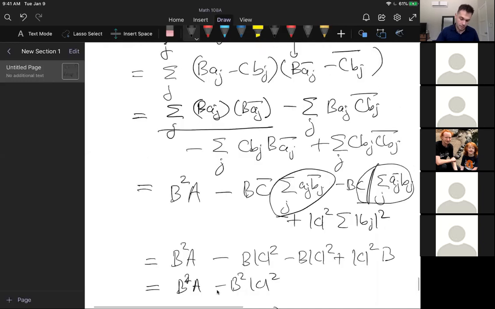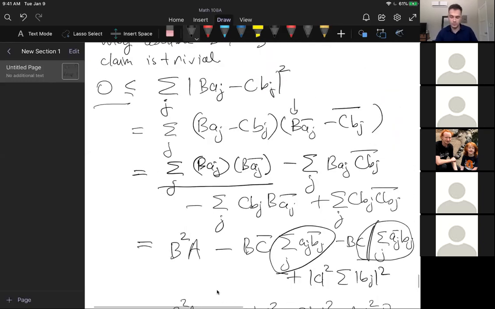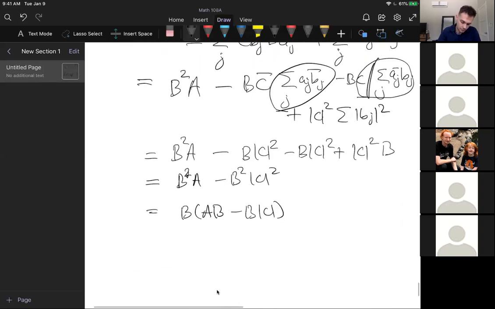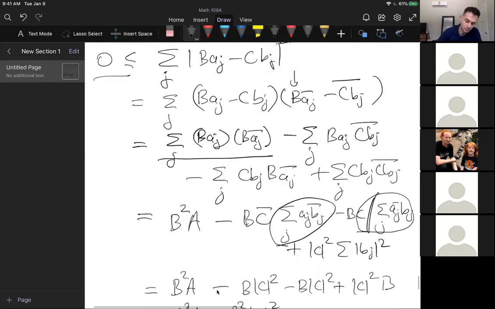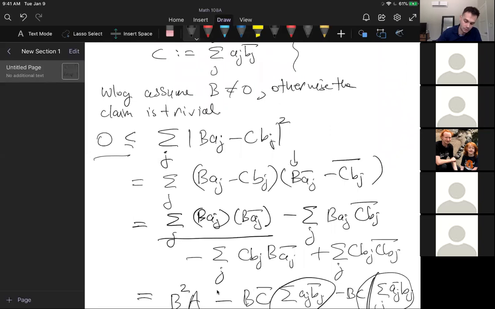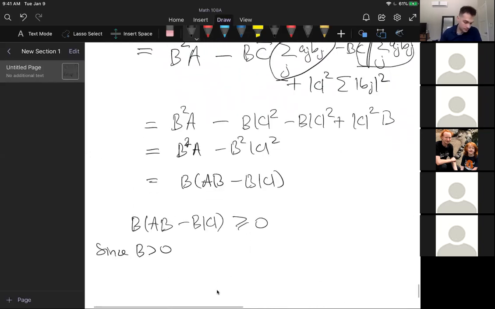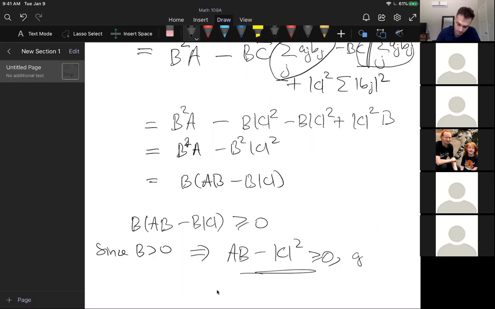And then remember that the initial thing was positive. So I conclude that B times AB minus B norm of C is greater than or equal to 0. And then since B is greater than 0, because remember I made the without loss of generality assumption at the start, this implies that AB minus C squared is greater than or equal to 0. And this, if you rearrange, is the same as the claim. Okay, that gives the claim.